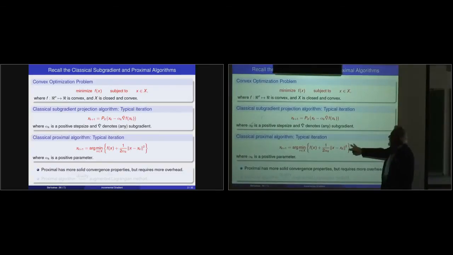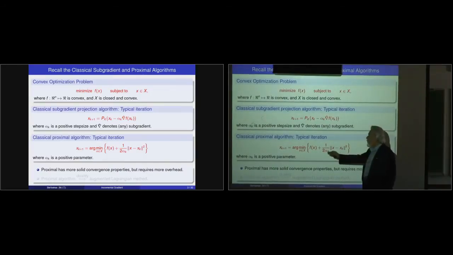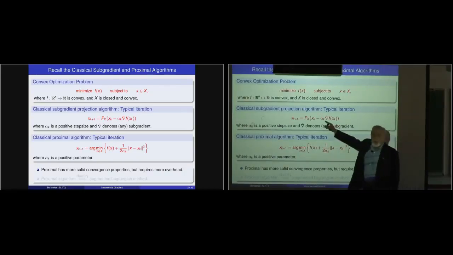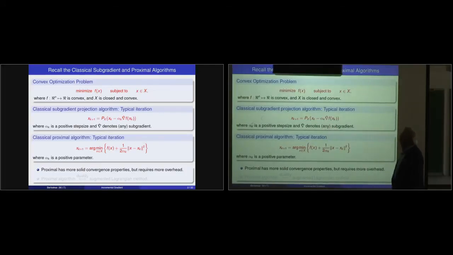However, the nice thing about this algorithm is that it has more solid convergence properties. Despite the fact that it requires more overhead, it's appropriate for problems where this minimization is not overwhelming. And as an example of that, this algorithm converges for just about any choice of step size. Any step size will do. Any sequence will do. Here you have to be very careful about selecting the step size, and there can be a lot of theoretical and practical problems associated with that.